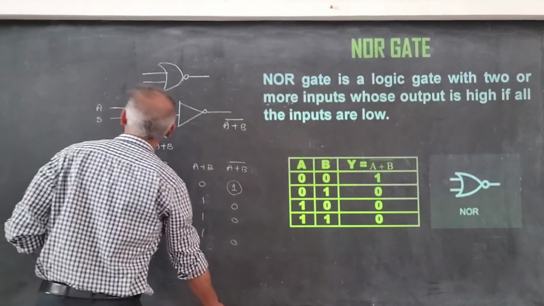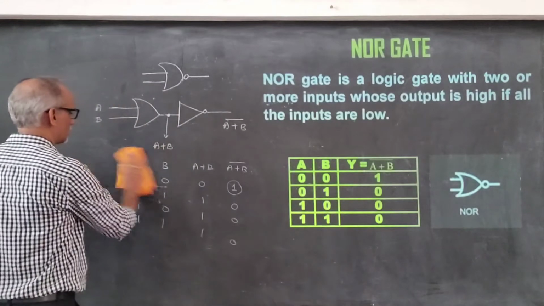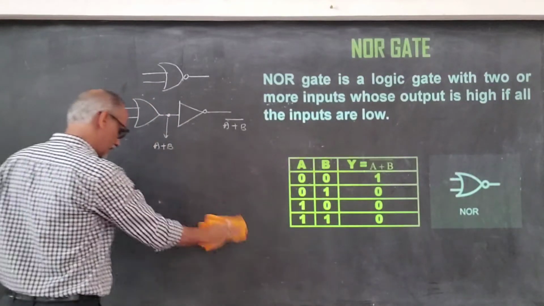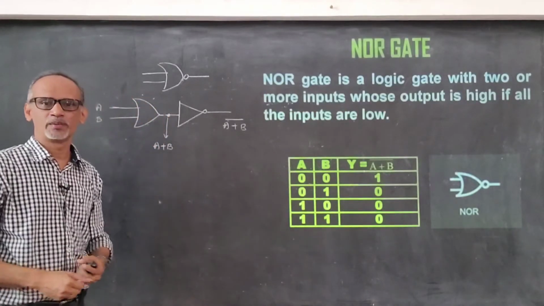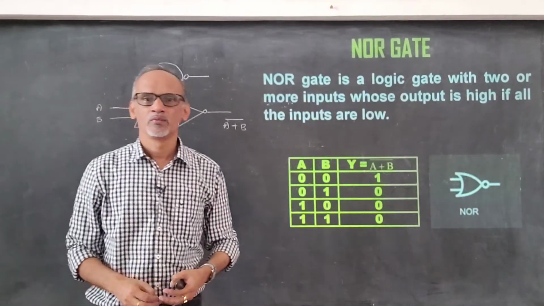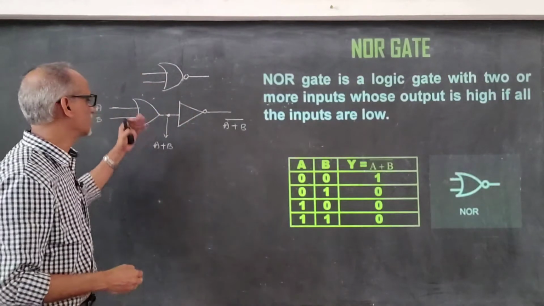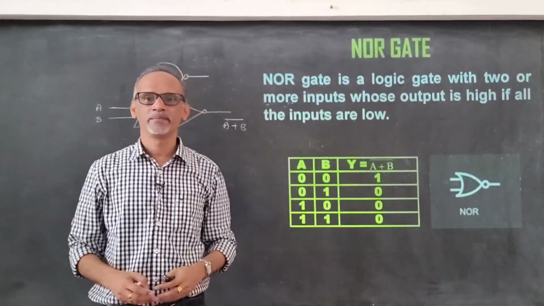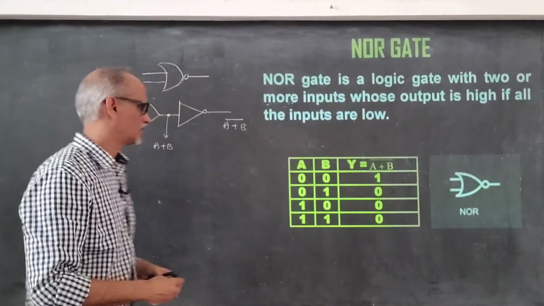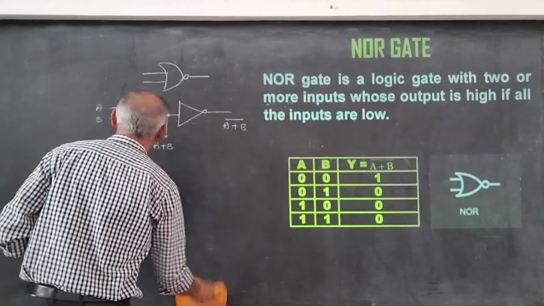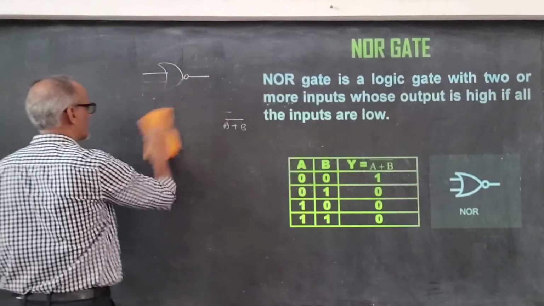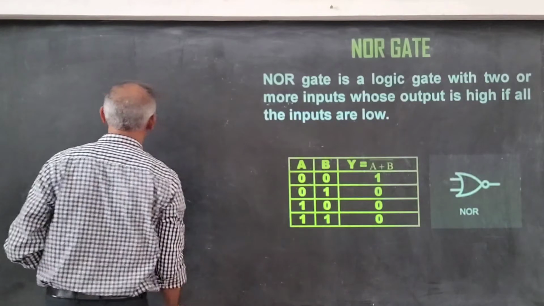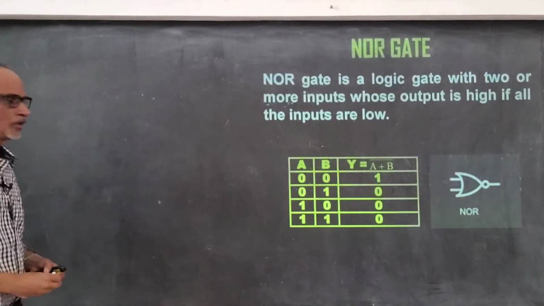This is not a basic gate. This NOR gate is also called a universal gate. Why is it called a universal gate? Because using the NOR gate, we can get all the three basic gates. We can design all the three basic gates with the help of the NOR gate. So, to construct a NOR gate, make use of an OR gate and a NOT gate.